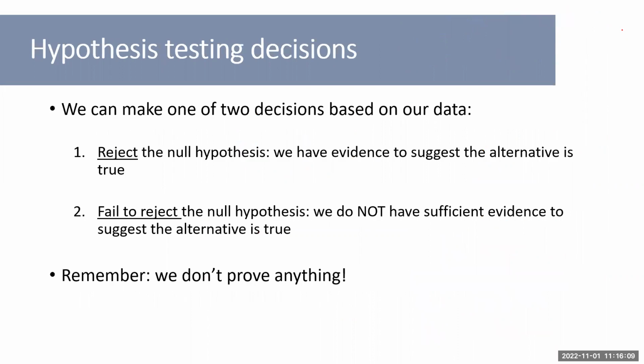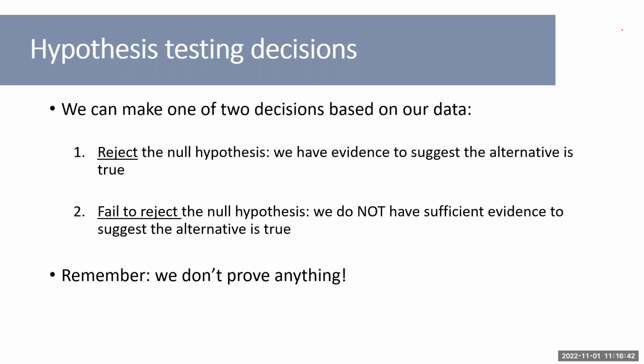Now, remember, we're not proving anything with our results, but we can make one of two decisions. We can either reject the null hypothesis or we can fail to reject the null hypothesis. If we reject the null hypothesis, it's because when we looked at our evidence, it was overwhelming that maybe it was not true. It was overwhelming evidence in favor of that alternative. If we fail to reject the null hypothesis, then we don't have evidence to suggest the alternative is true.